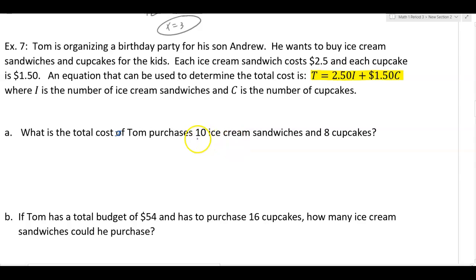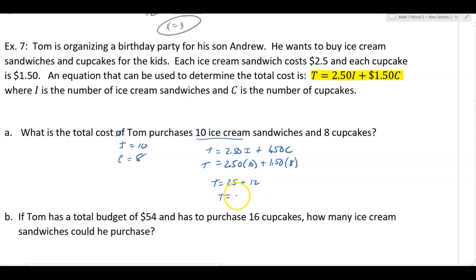If Tom purchases 10 ice cream sandwiches, so I know I is 10, and 8 cupcakes, so C is 8. Well, if I take that formula and I plug what I know in, the total cost is 2.50 times 10 plus 1.50 times 8. And that total cost would be 25 plus 12, which is $37.